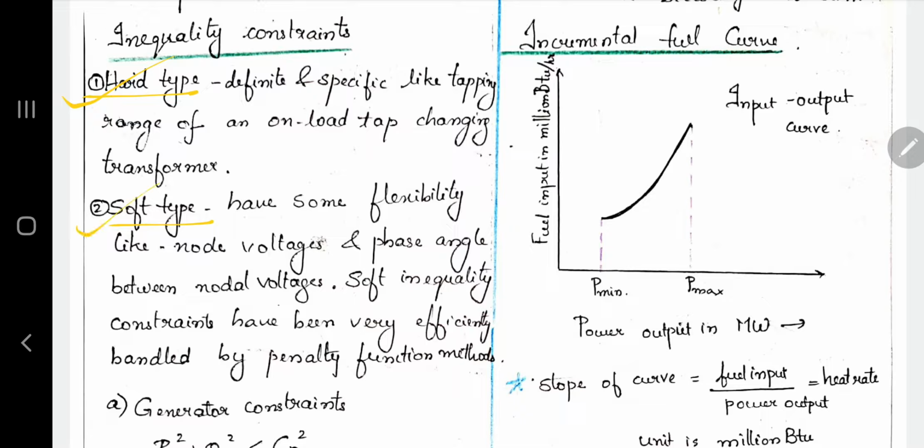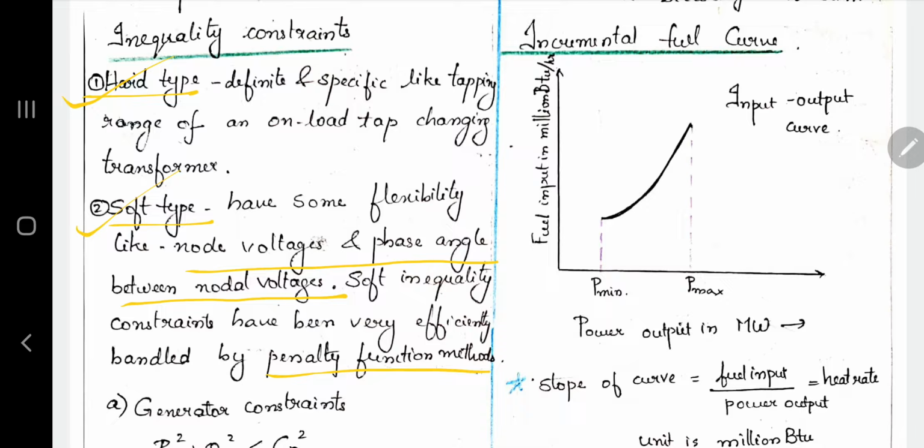And what is meant by soft type? It is more flexible, like node voltages and the phase angle between the node voltages. It is not a definite value. Soft inequality constraints have been very efficiently handled by penalty function methods, which we will be going through further. Okay, so next, what are the different types of inequality constraints?